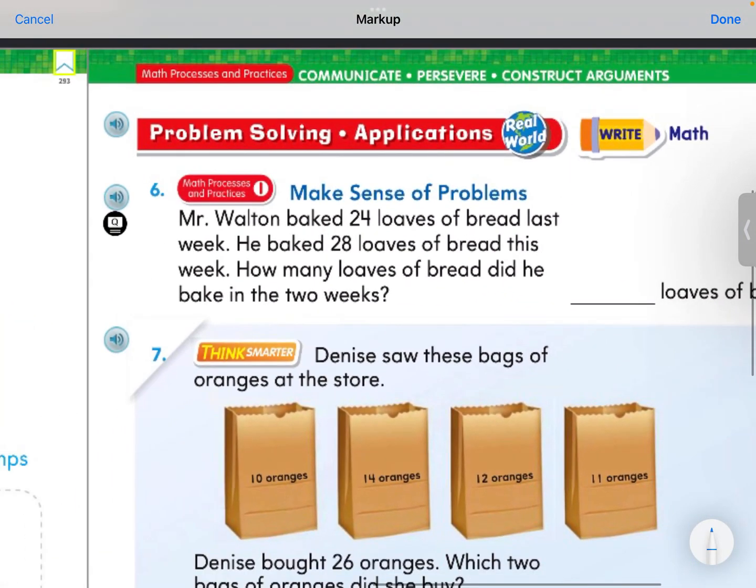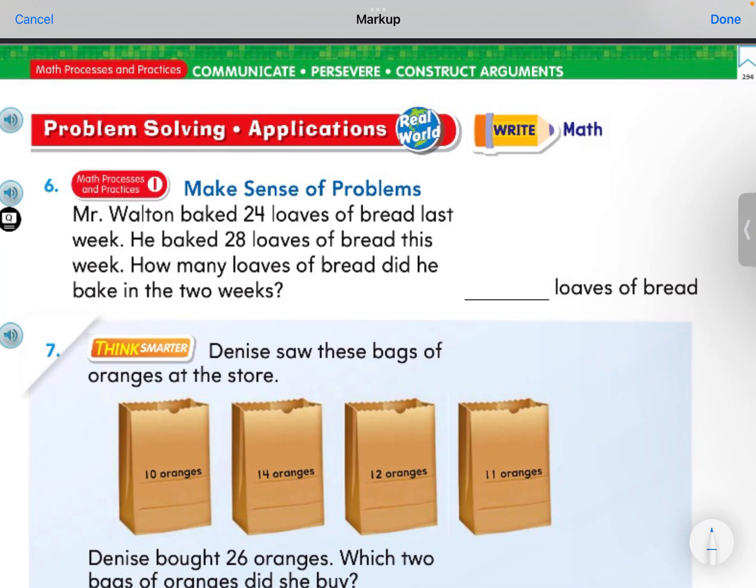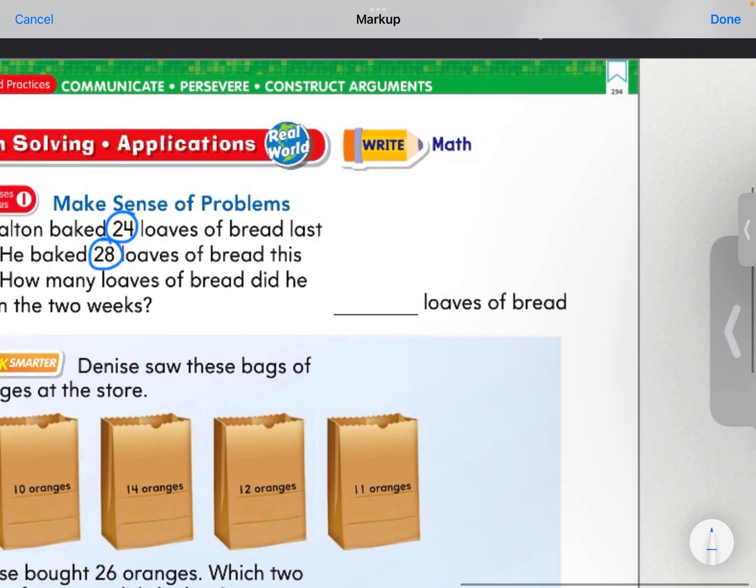All right, number 6. Mr. Walton baked 24 loaves of bread last week, and he baked 28 loaves of bread this week. How many loaves of bread did he bake in the 2 weeks? I'm trying to solve for how many loaves of bread he baked. I know that he baked 24 last week and 28 this week. Go ahead and write your math sentence. Your math sentence should be 24 plus 28.